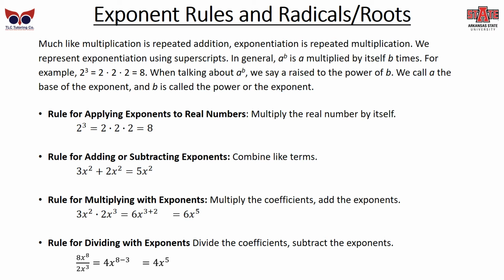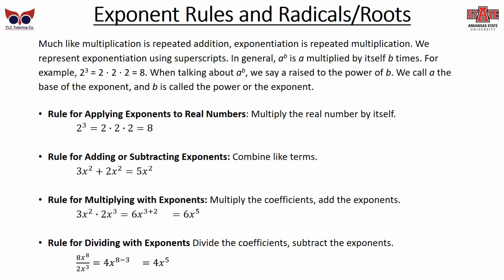There are a few very cool rules that we want to remember because they are very useful when you start messing with exponents. First of all, if you have a real number with a power, you just multiply the real number by itself: 2 times 2 times 2. Now, look at this next one: rules for adding or subtracting exponents. If you have 3x squared and 2x squared, you don't know what x is, but x squared will be the same everywhere. So if you have 3 of them and you have 2 more, you can put them together and have 5x squared.